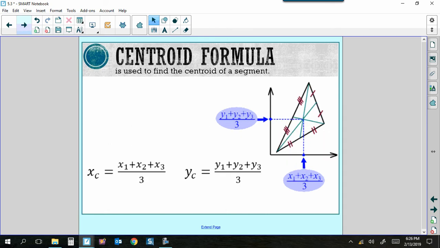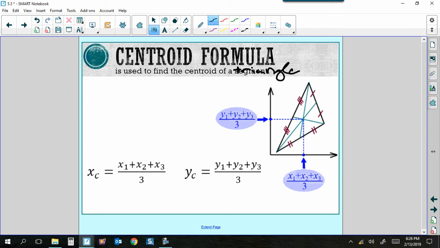And then we're also introducing the centroid formula. This is used to find the centroid of a triangle, not of a segment. That should say triangle. Whoops. But wait a minute, are we really introducing this? We are, because they have already done it in the last lesson. We talked about centroids. So we're not really introducing it. You should already know what a centroid is. This is just another way we can calculate what it is.